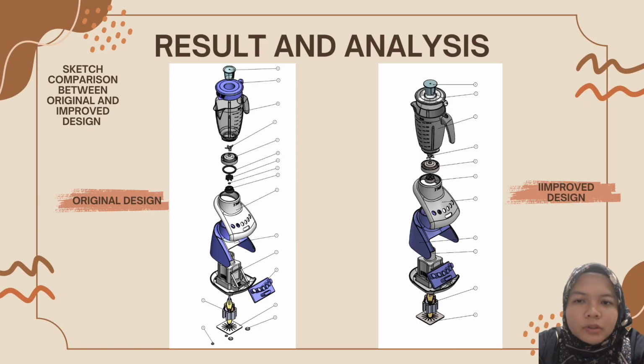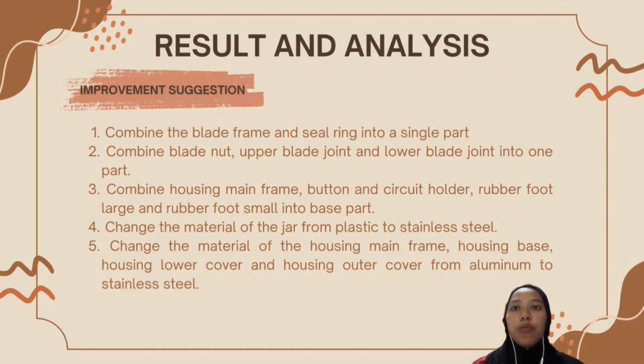Okay, so we go to the sketch comparison between original and improved design. For the original, we have 17 parts, and for the improved design, we have 11 parts. Now we proceed to the improvement suggestions. Basically there are 5 improvements that we made to this blender machine.